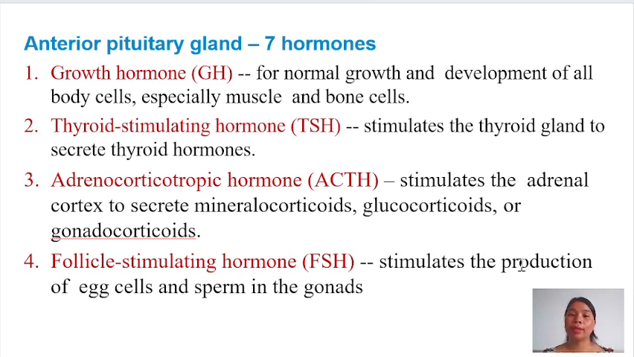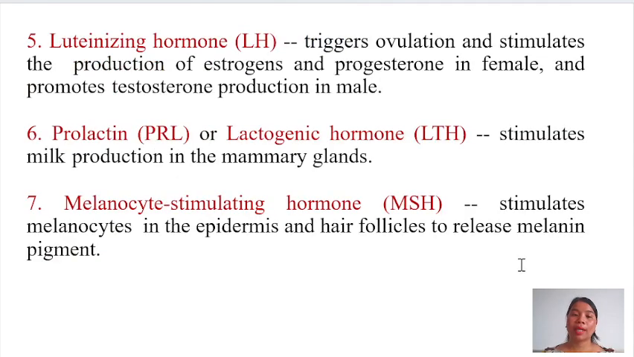For example, the egg cells and sperm cells which are present in female and male. So in the female, they are produced by the ovary, and in the male, they are produced by the testes. Next is luteinizing hormone. Luteinizing hormone triggers ovulation and stimulates the production of estrogens and progesterone in the female, and it promotes testosterone production in the male.